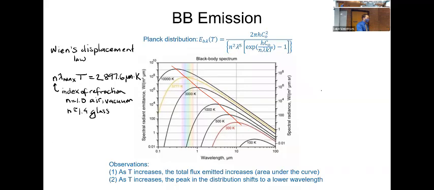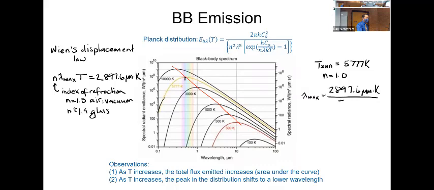So for example, we could calculate, if I told you that the effective temperature of the sun is 5,777 Kelvin, which is why this yellow line is yellow. It's supposed to represent sunlight. We can figure out where that peak is by using Wien's displacement law. So if we're emitting into air, n is equal to 1, so then the maximum lambda is equal to this 2897.6 micrometer Kelvin. You divide by T, 5,777 Kelvin, and that lambda max is about 0.5 micrometers.